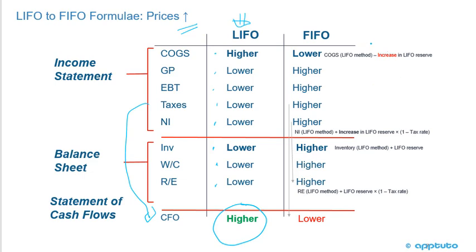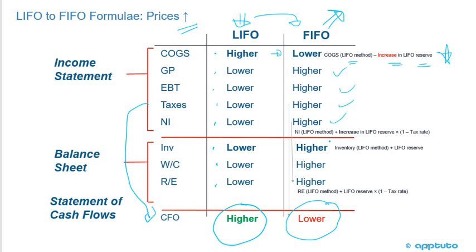Okay, so if we look at the FIFO method, if we're going to convert from LIFO to FIFO, how do we do it when prices are rising? The cost of goods sold is lower, so we're going to take the cost of goods sold under the LIFO method and subtract the increase in the LIFO reserve. Now again, we're going to see this in another LOS, but I just put it in here as a bit of a preview. So as you can see, lower cost of goods sold, obviously higher gross profit, higher earnings before tax, higher taxes, so a lower cash flow from operations, okay? And you're going to have higher net income.